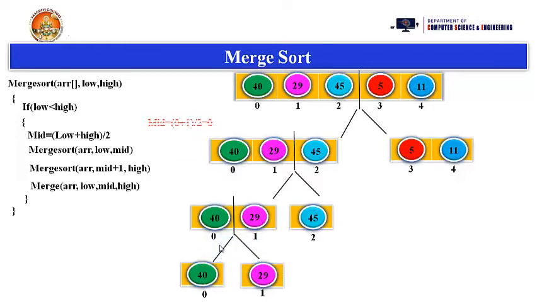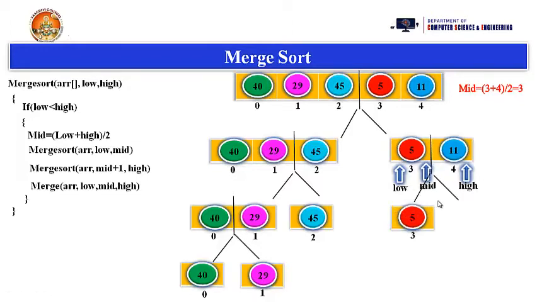Now come to the right side part of the main array. We have elements 5 and 11. Low is pointing to the third index position and high to the fourth index position. So find the mid value: mid equals 3 plus 4 by 2 equals 3. So we get the mid value as the third index position. Now from low to mid we take one array, and mid plus 1 to high is another subarray. So we get the elements like this. Like this, we are going to divide the array into a number of subarrays.